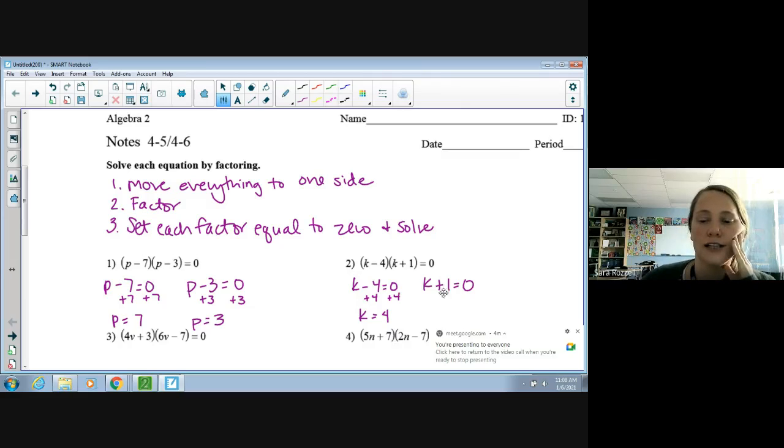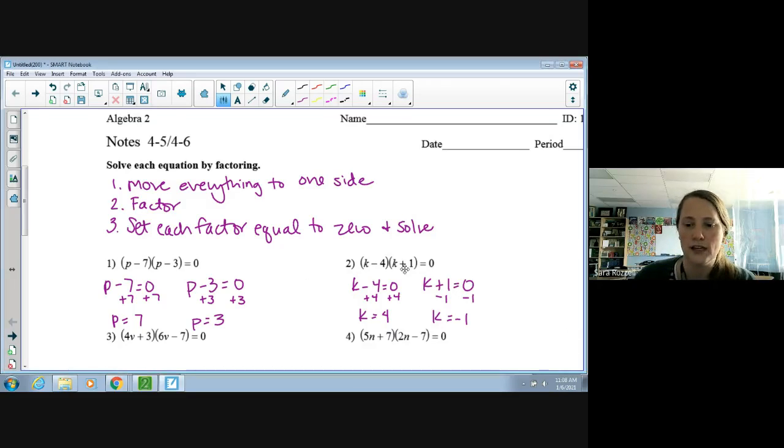Then our second one, to get rid of a plus 1, what sign are you going to use to get rid of a plus 1? A minus sign, thank you. Minus 1. And 0 minus 1 is negative 1. So that's where a lot of y'all put that k was 0. But when you take 1 from 0, you get -1 for your answer. So our two answers are 4 and -1.